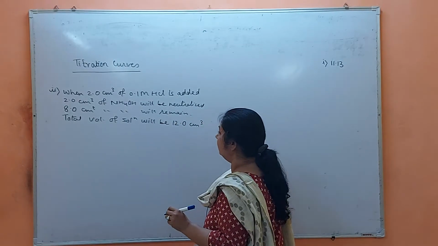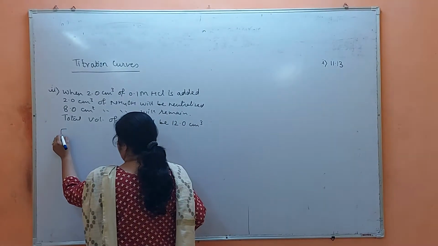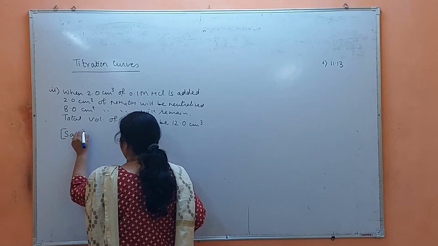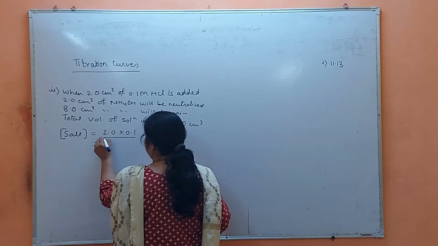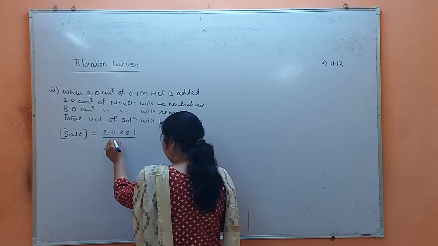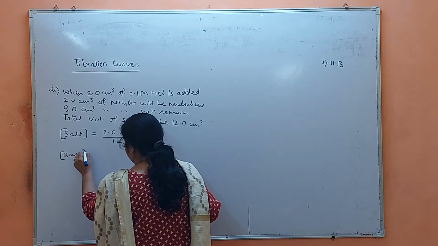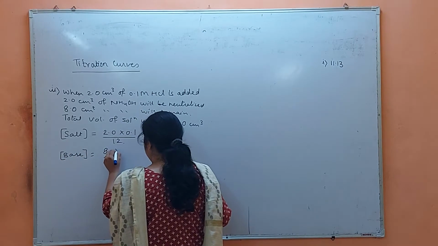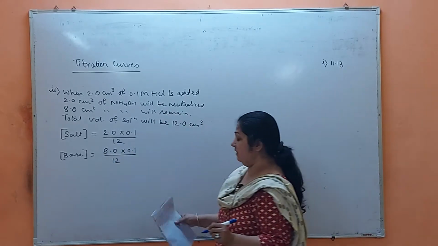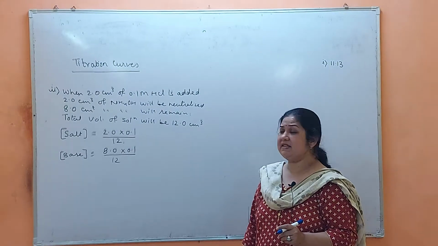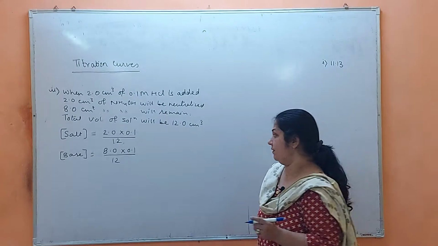Now, if I wish to calculate salt concentration, so salt concentration will be what? 2 into 0.1 divided by 12, and base concentration, if I wish to calculate, it will be 8 into 0.1 divided by 12. Why we are doing this, you will come to know. Now see, this system is a mixture of a weak base and its salt of strong acid.